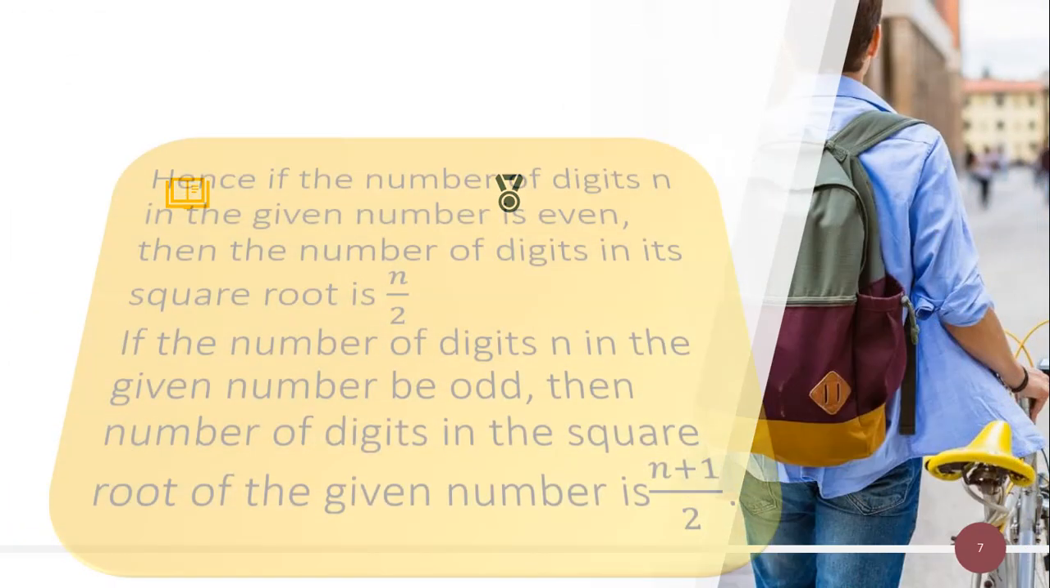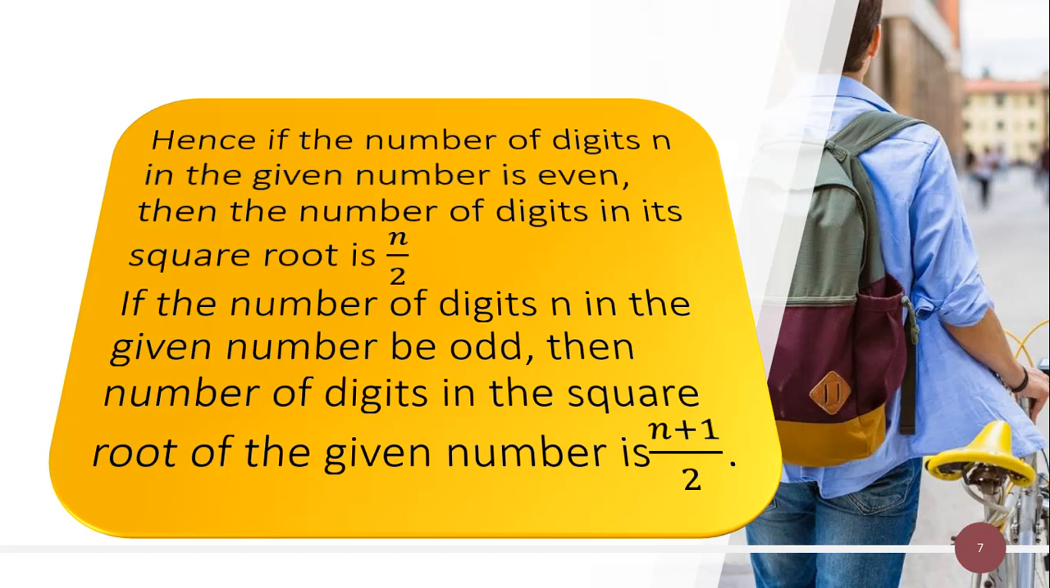Hence, if the number of digits n in the given number is even, then the number of digits in its square root is n by 2. Second result is, if the number of digits n in the given number is odd, then the number of digits in the square root of the given number is n plus 1 by 2.